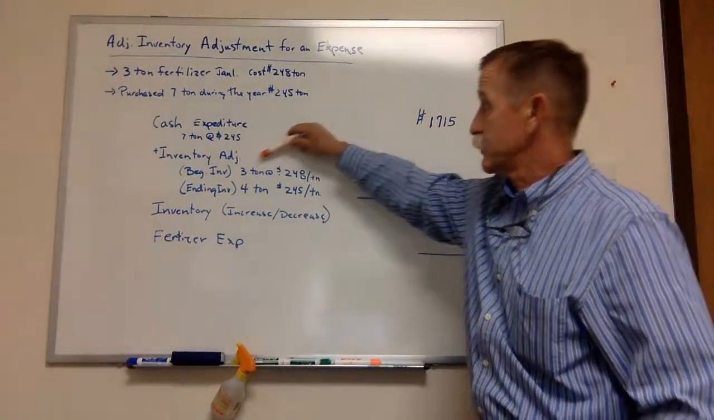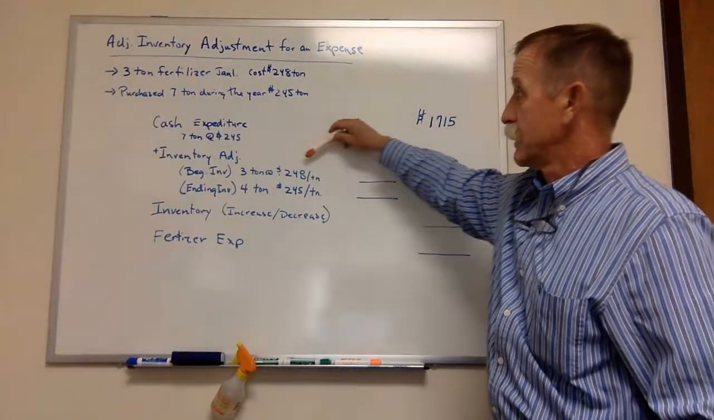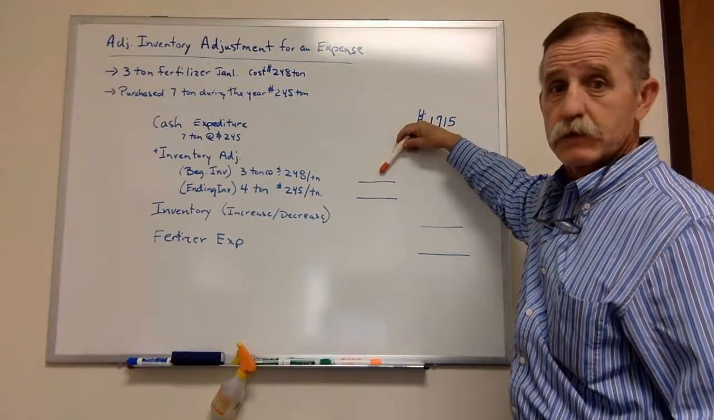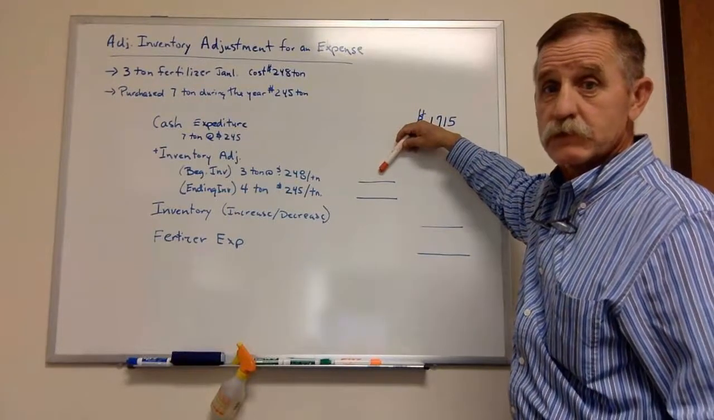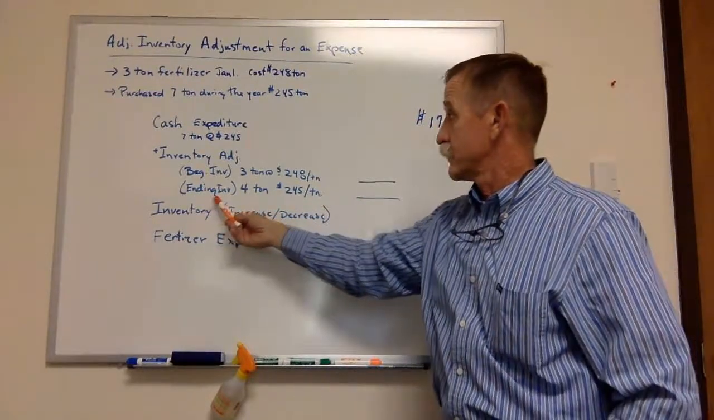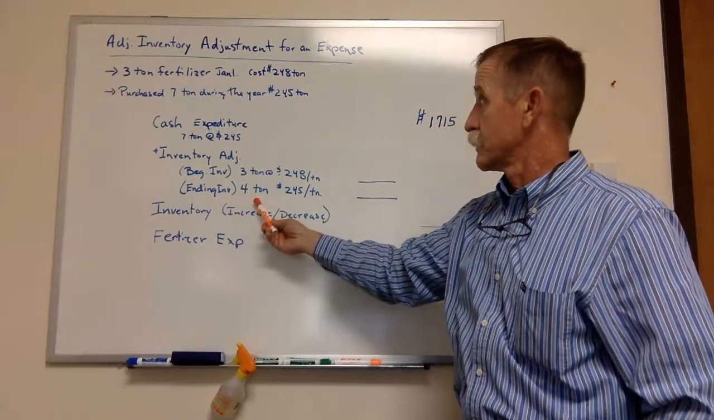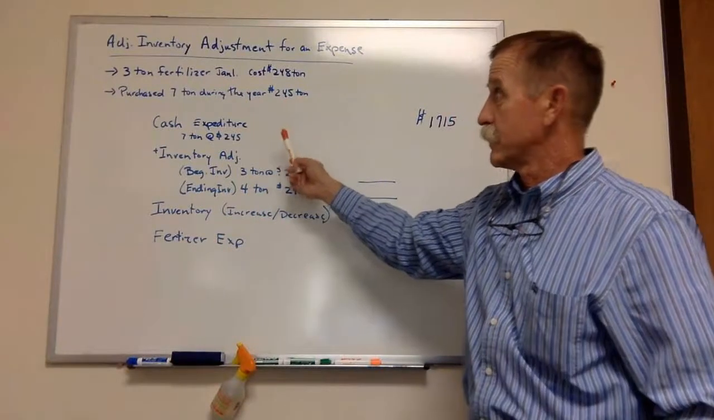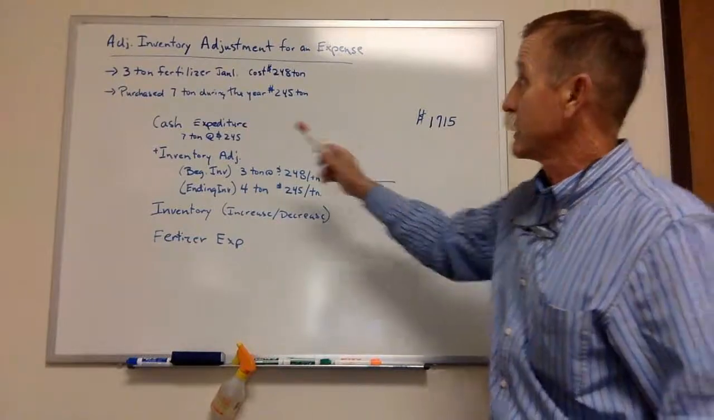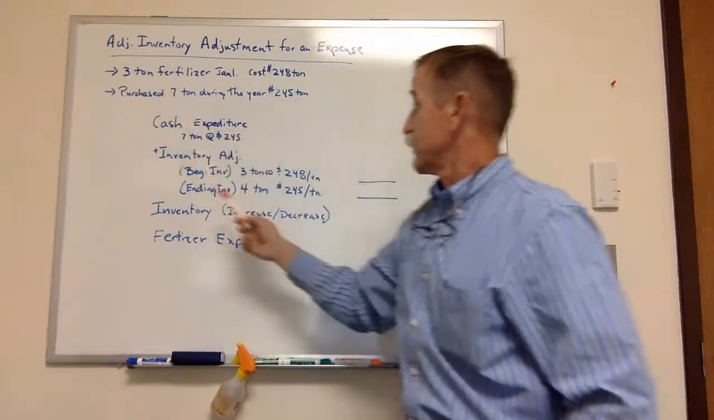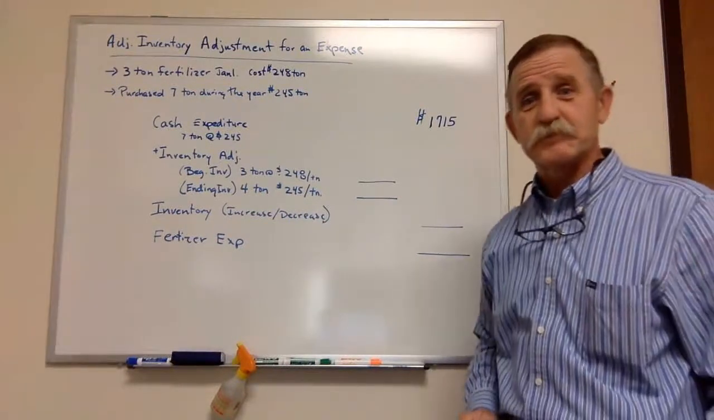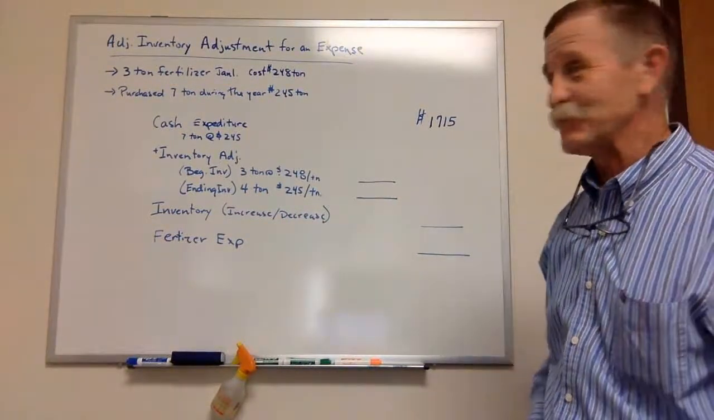So our beginning inventory of 3 ton at $248, I want you to calculate that right here. Just scratch this out on a piece of paper so you get used to doing it. And then the ending inventory of 4 ton, from what we have here, we actually applied some fertilizer, didn't we? That's what that means. So actually we have 10 ton and we have 4 ton, means we applied 6 ton. How's that for simple math? That's not new math, that's old math.